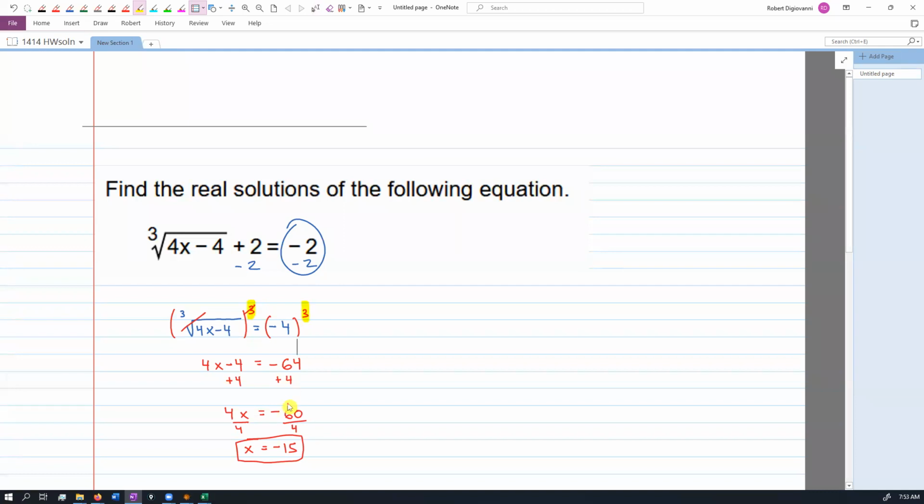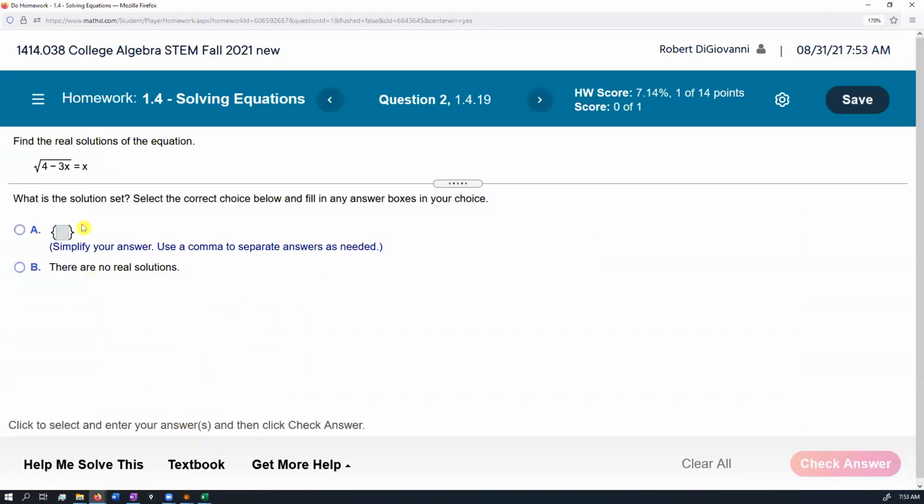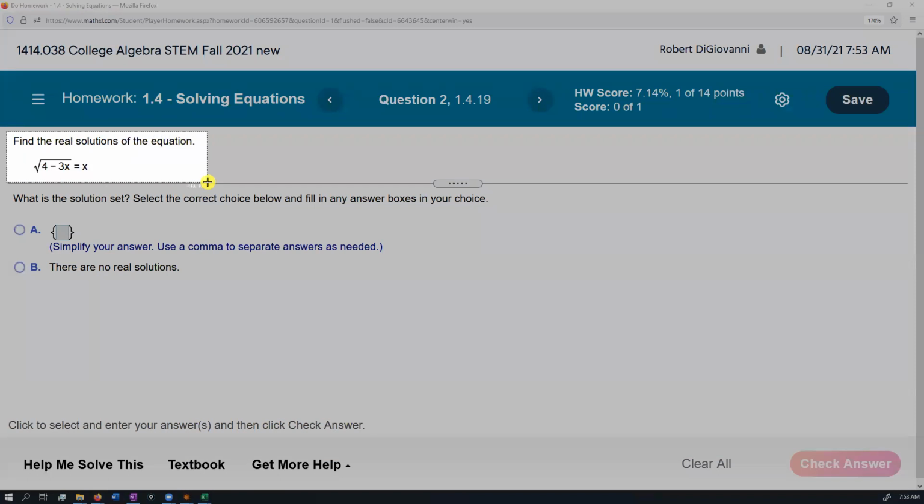One thing I didn't mention is on that problem, because I cubed both sides, and that's an odd number, I don't necessarily need to check my answers in terms of if I get an answer, it should work. If this was an even number, then of course we would have to check because we could have possibly extraneous solutions. Okay, next problem, number 2.